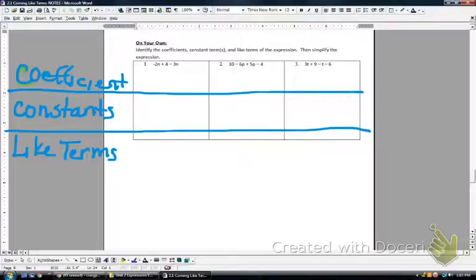Notice over this side I have written coefficient, constants, and like terms. That just helps me remember what I need to do, to make sure that I don't forget anything that the problem is asking me to find.